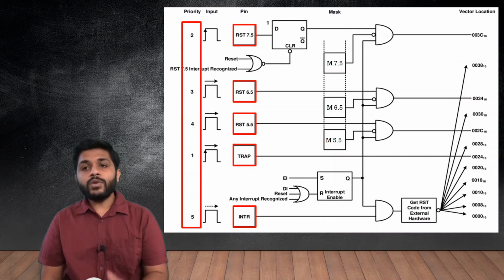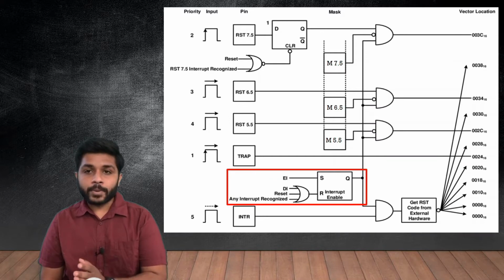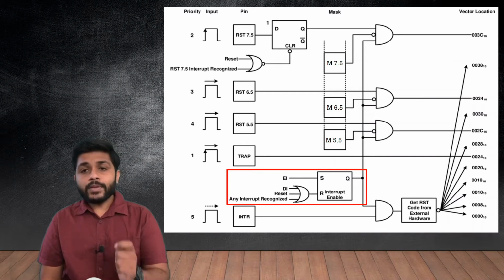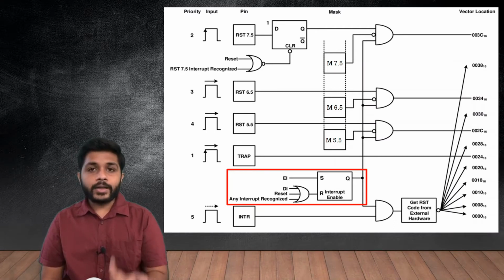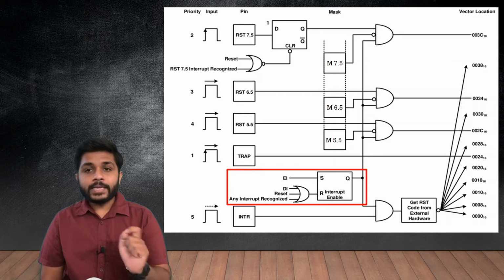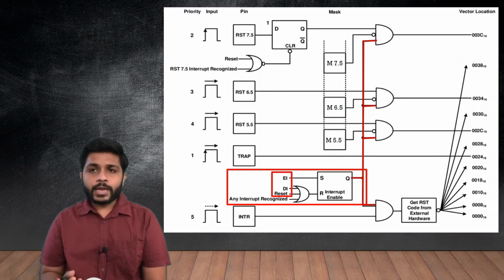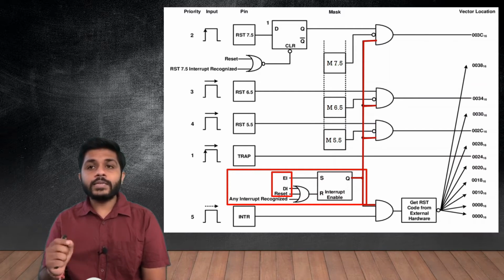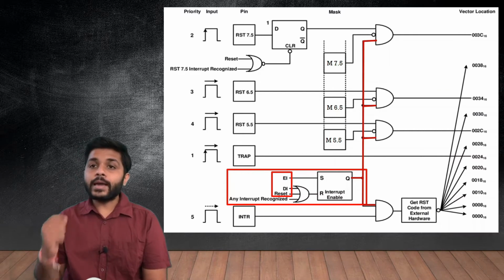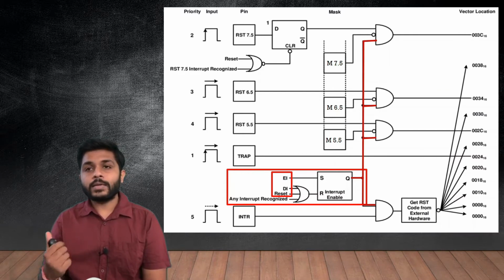Now if we want to use any interrupt apart from trap, we have to use the interrupt enable flip-flop. You can see that in the interrupt enable flip-flop, the input is EI. So when we want to use the interrupt apart from trap, that is INTR, RST 5.5, RST 6.5 and RST 7.5, we have to set the interrupt enable flip-flop. So when EI bit is 1, the interrupt enable flip-flop will be set. The output of the interrupt enable flip-flop is given to the AND gates. We know that if any input of the AND gate is 0, we will get 0 in the output. And if all inputs in the AND gate are 1, in that case we will get 1 in the output.